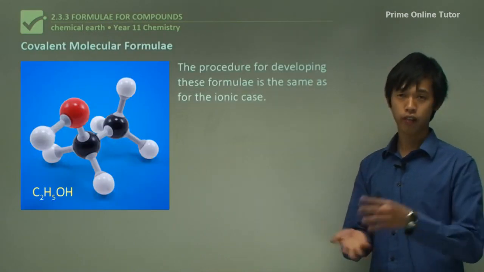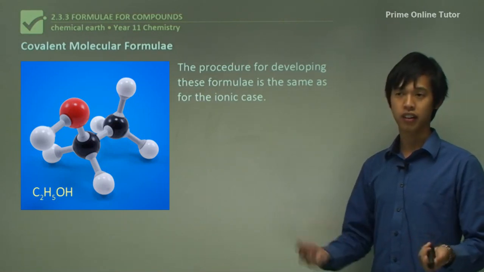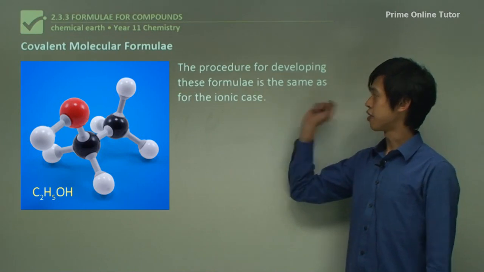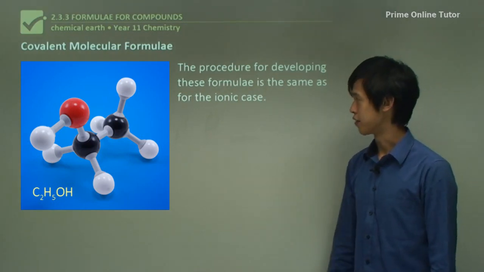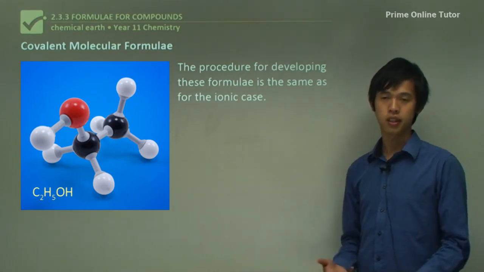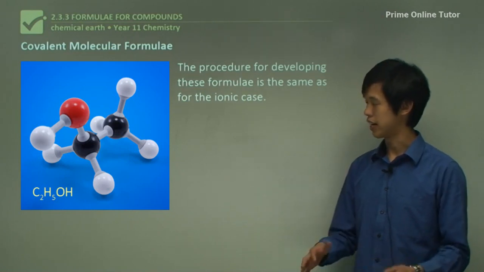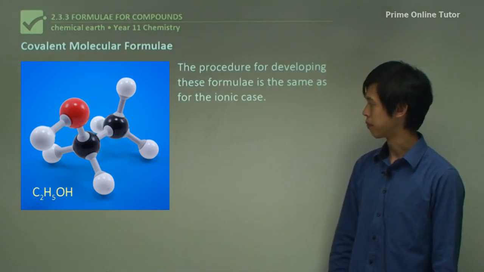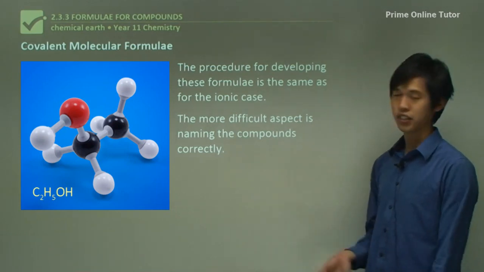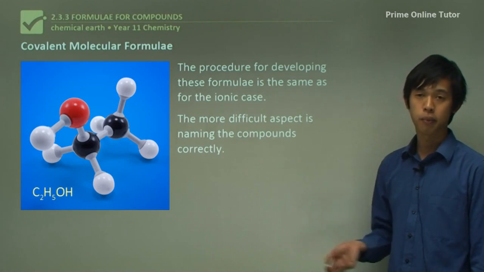Now we've just done ionic formulas, or formulae. And so we're going to talk about covalent molecular formulae now as well. So the procedure for developing these formulae is the same as for the ionic case. So the way we do it is very similar. The only difference is that you don't need to worry so much about the charge, and we'll go through that as we go. The more difficult aspect of this naming convention and writing covalent formulae is naming the compounds correctly.